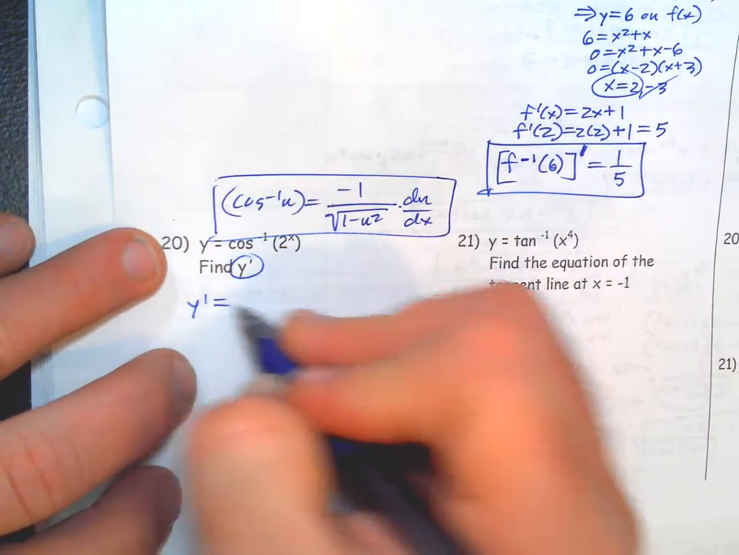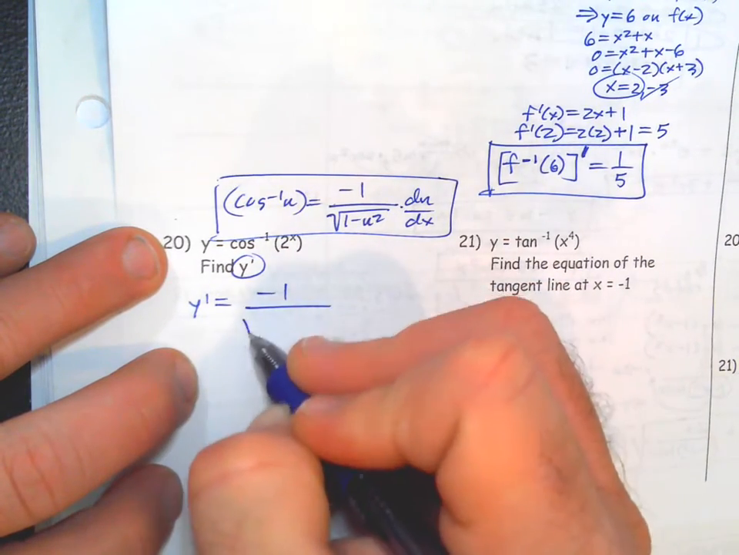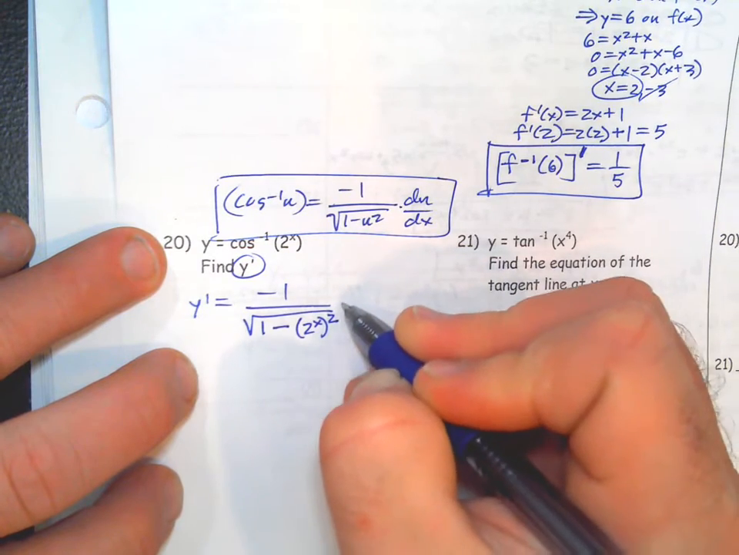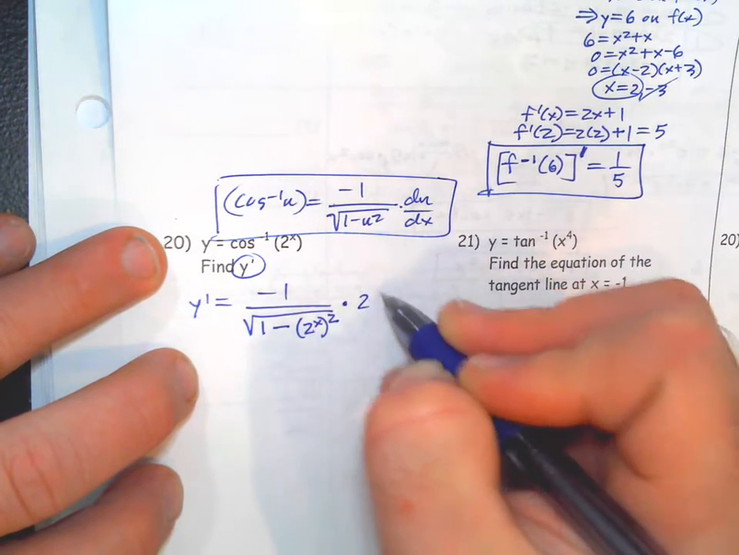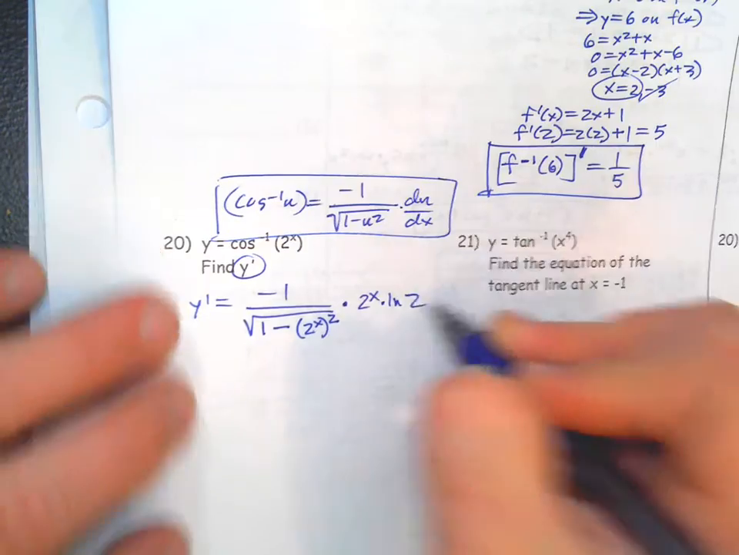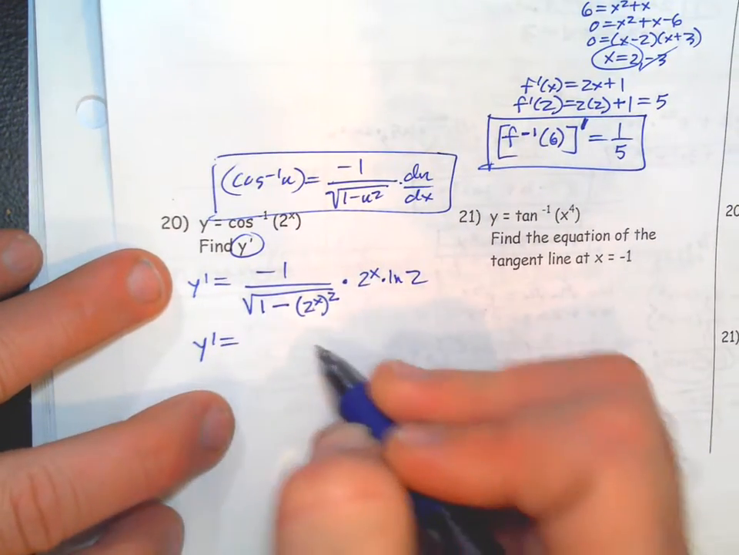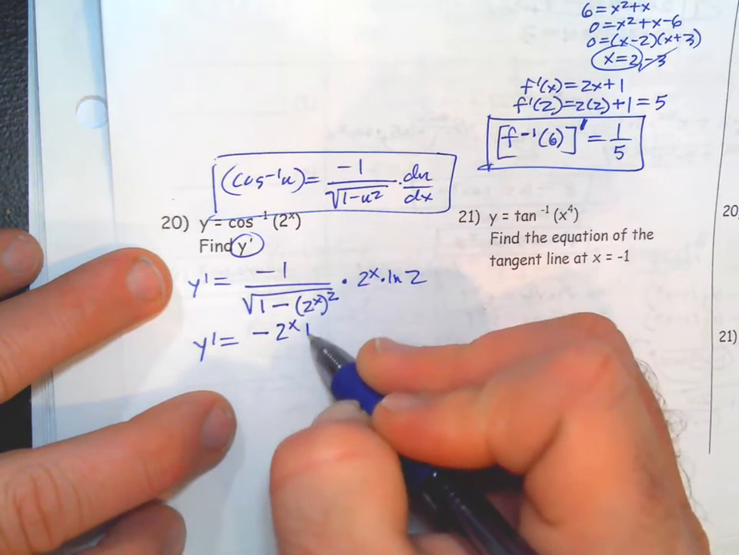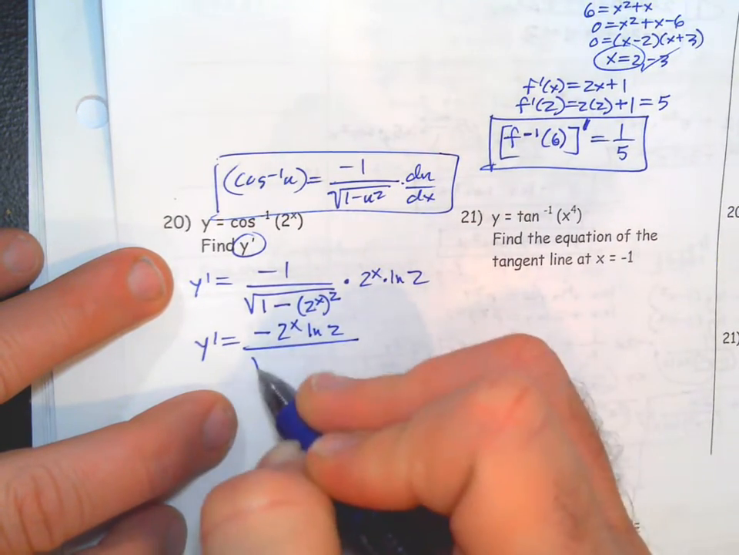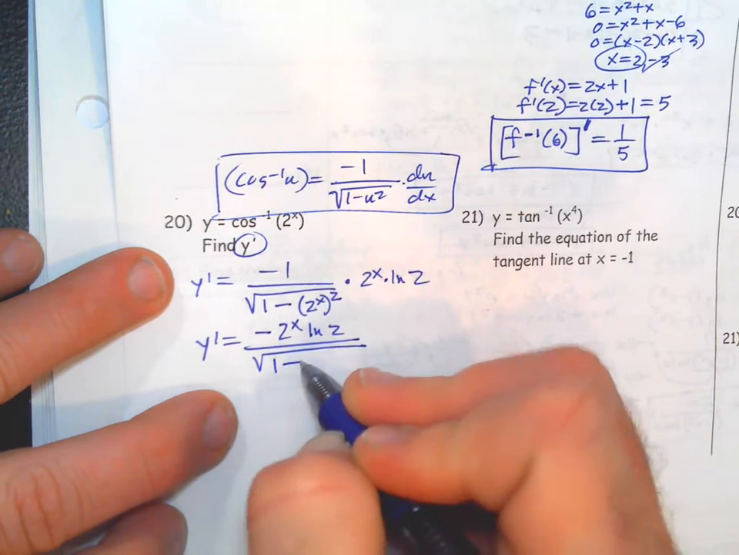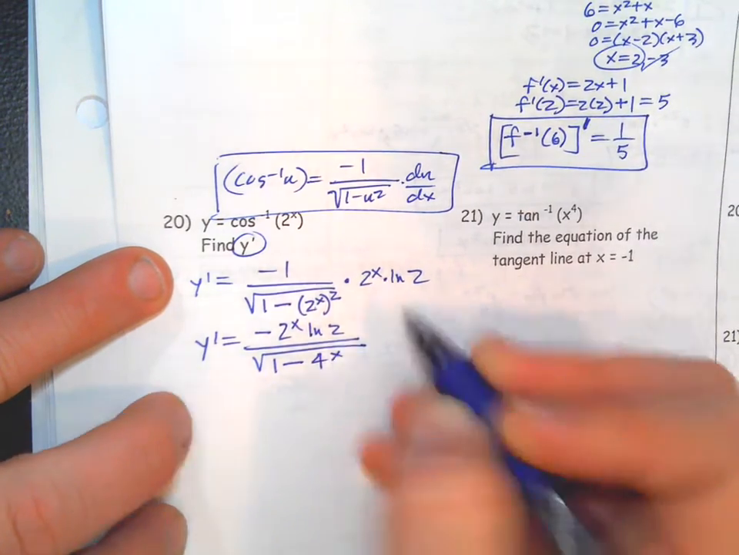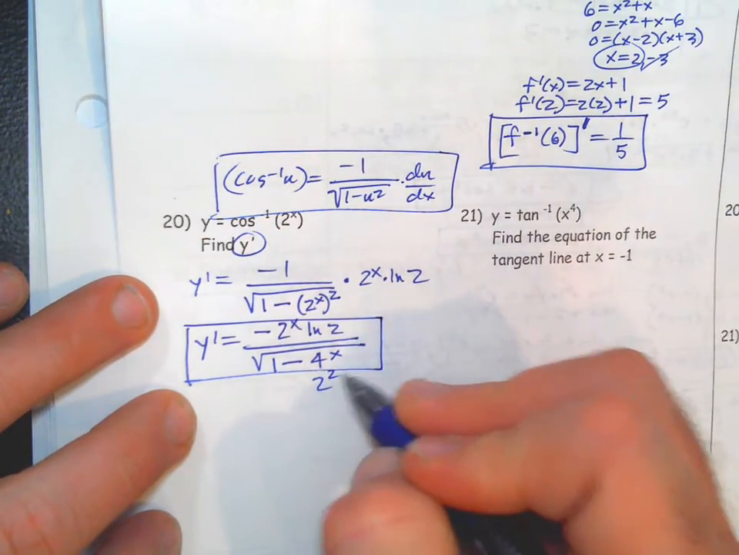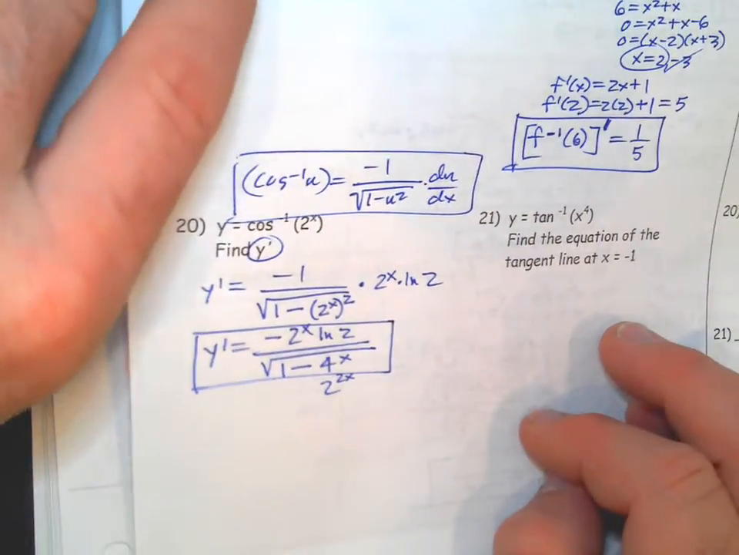So y prime equals negative 1 over the square root of 1 minus whatever's inside squared, times the derivative of what's inside. So that's going to be 2 to the x natural log of the base. So your final answer is negative 2 to the x natural log of 2 over the square root of 1 minus 4 to the x, if you simplify it. I mean, you could say 2 to the 2x, but that's the same as 4 to the x.